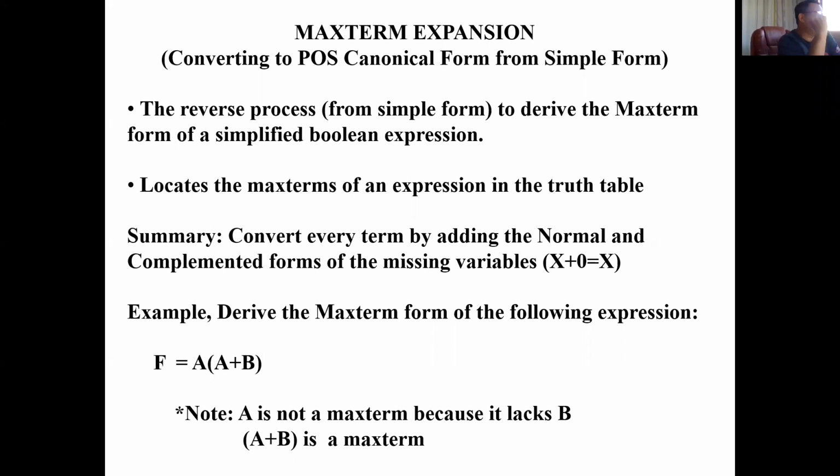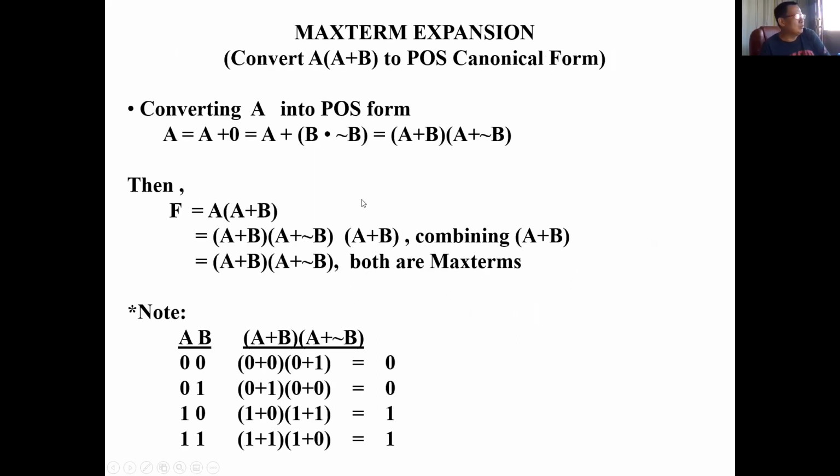Okay. How do you convert into max terms? For example, derive the max term A plus B. So we only have two variables, A and B. A is not a max term because it lacks B. A plus B is a max term. So what we'll do, we'll add it with 0. For min terms, we multiply it with 1. For max terms, we add it with 0. B times not of B is a 0.